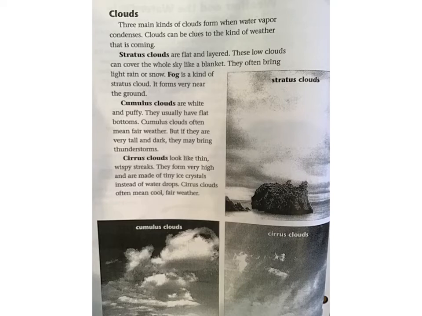Three main kinds of clouds form when water vapor condenses. Clouds can be clues to the kind of weather that is coming. So as we talk about weather and we talk about the factors of weather, we've talked about what things are reported in a weather report on the news or on the radio, or when you look up the weather on a weather app, and whether or not it's cloudy and what those clouds can mean for our daily weather is something that's usually presented in part of those daily weather reports. So we're going to take a look at our different cloud types.